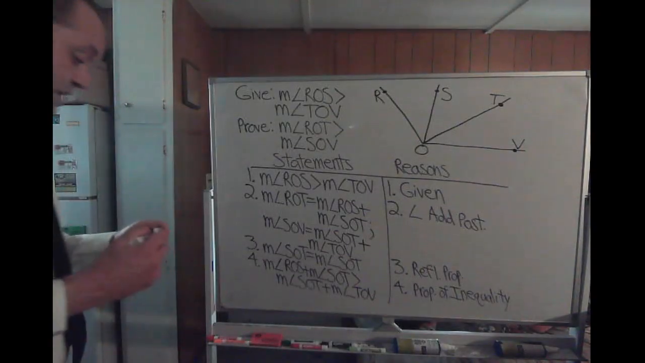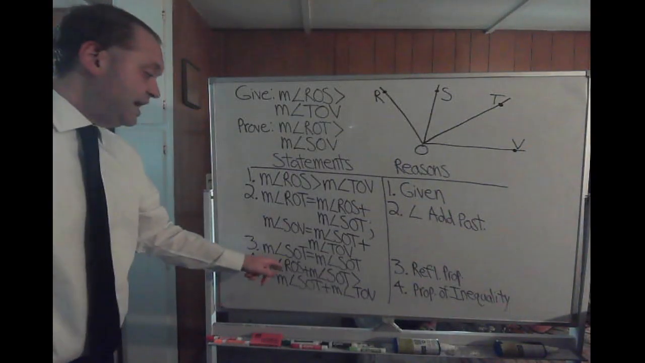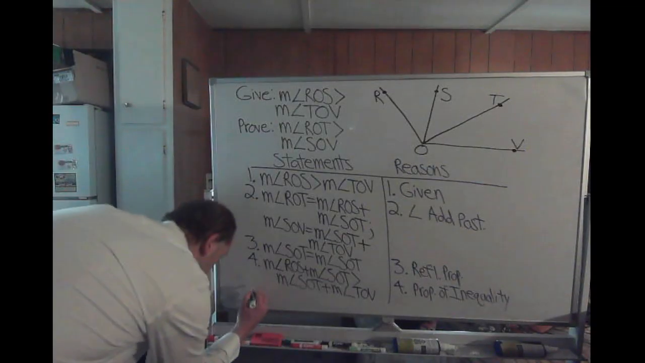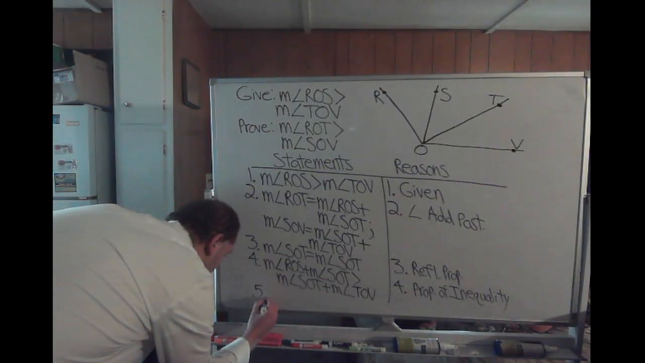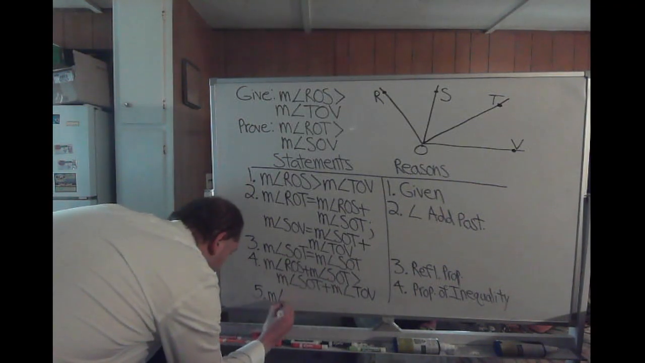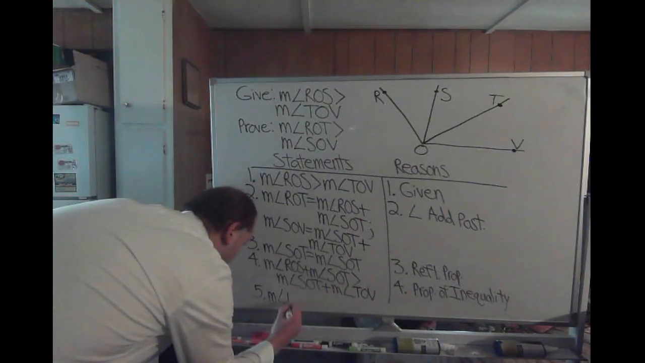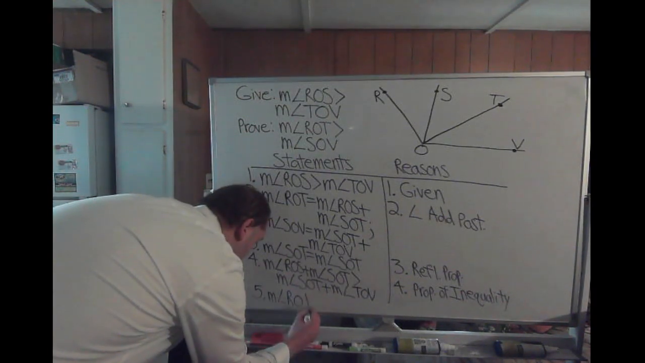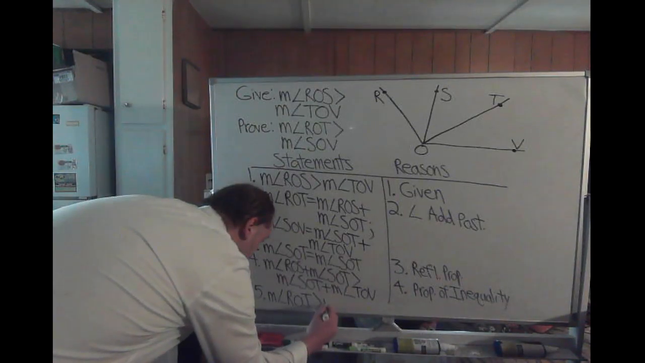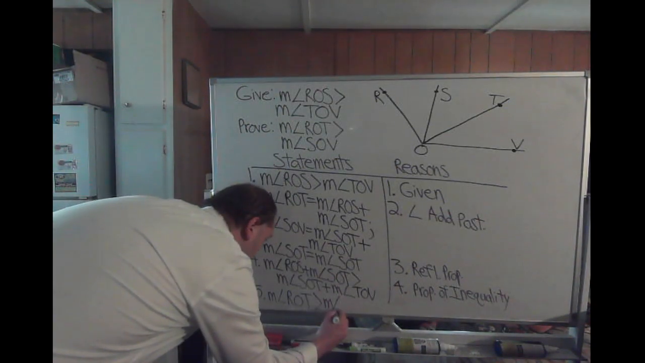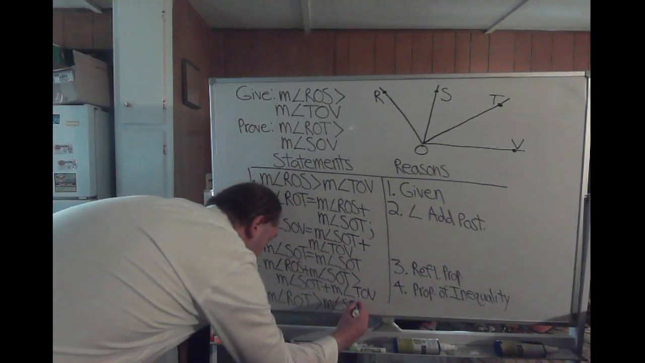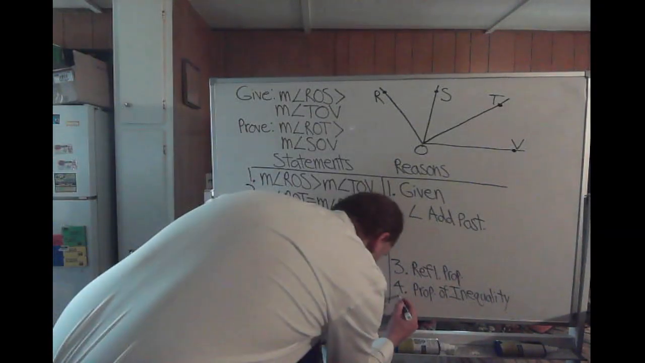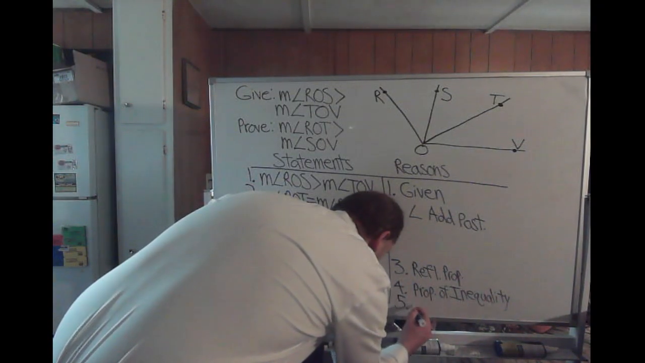Which then, last but not least, we could substitute the values for the sum of these angles in. In step 5, we can then say the measure of angle ROT is greater than the measure of angle SOV. That would be by the substitution property.